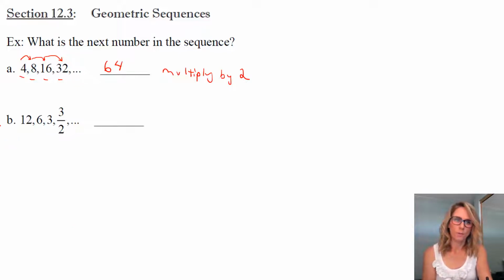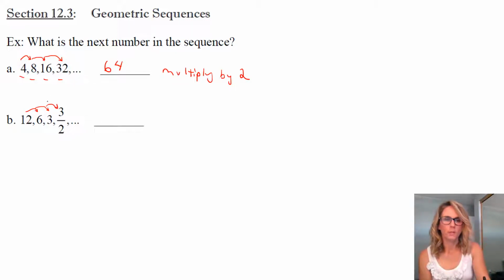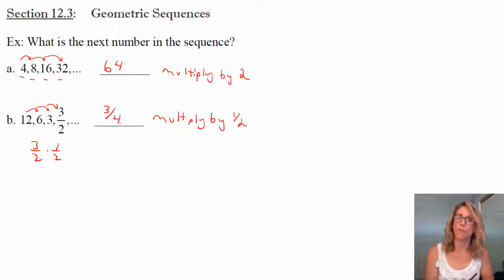Taking a look at B, again, you can pause if you'd like and see if you can get the next value in the sequence on your own. We can see that as we are going along here, we're going from 12 to 6 to 3 to 3 halves. What's happening each time is another multiplication. In this case, the values are getting smaller, so we're multiplying by a fraction, multiplied by a half. And so 3 halves times a 1/2 will give us the next value in the sequence, which is 3/4.